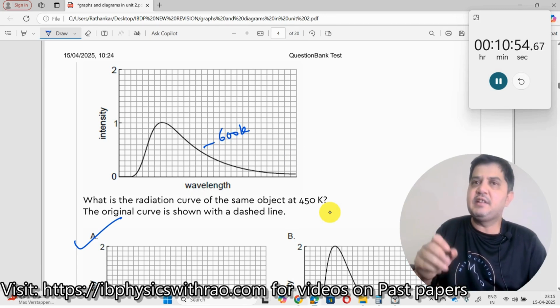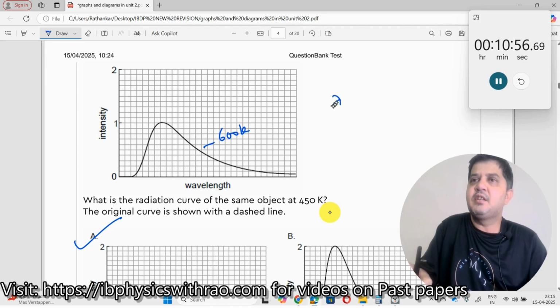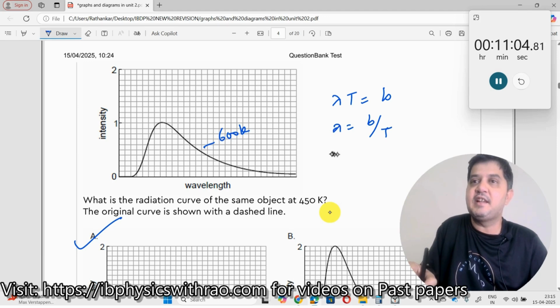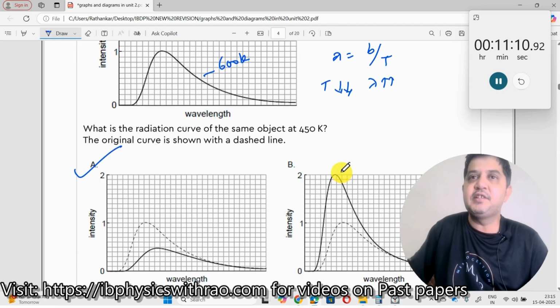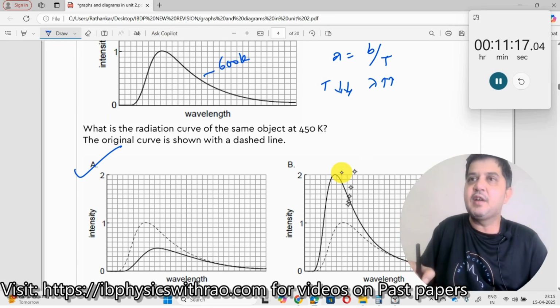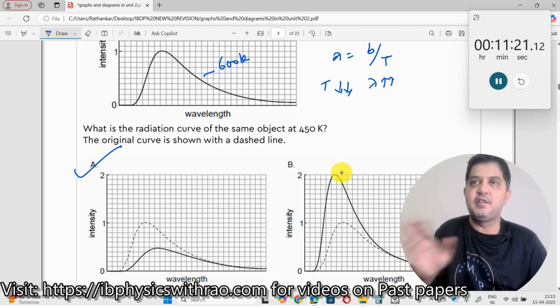We know whenever a black body radiation is given, lambda into temperature T is equal to a constant b. In other words, lambda should be equal to b by T. So what does it tell you once again? It tells you when T reduces, lambda increases, right? Now we need to look at this. Most of them think that B is correct, because they look at the intensity rising, but you don't get any information about the intensity. Do not worry about that.